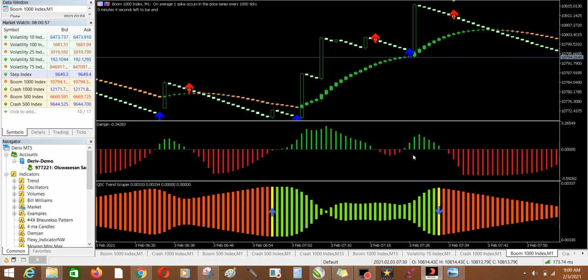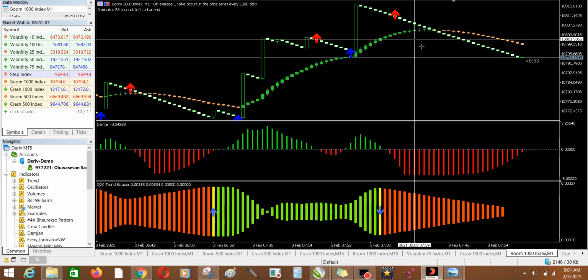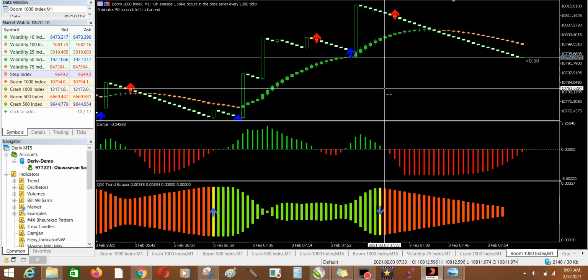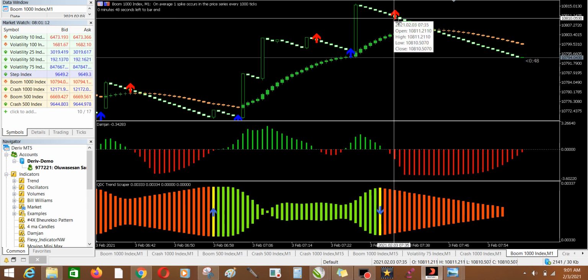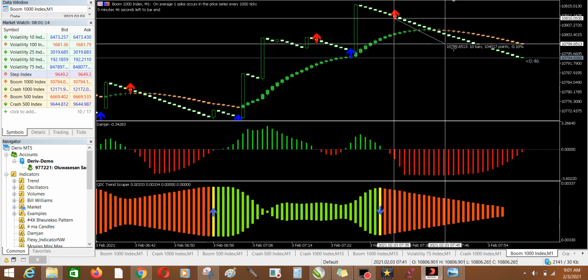It is very, very vital and important. Once you see it trying to move from this range to the zero level, then you should know that it is ready to sell around here. Okay, I'm going to cite an example quickly. You can see that around there is where we got our arrow.